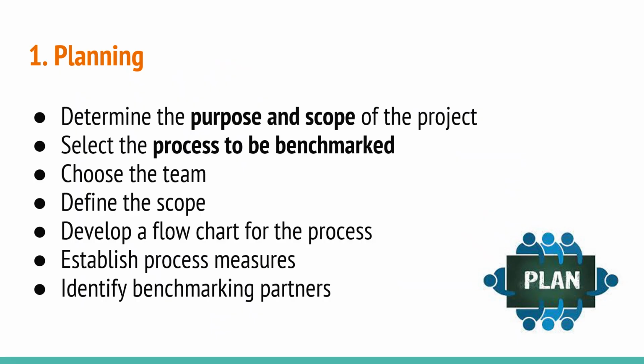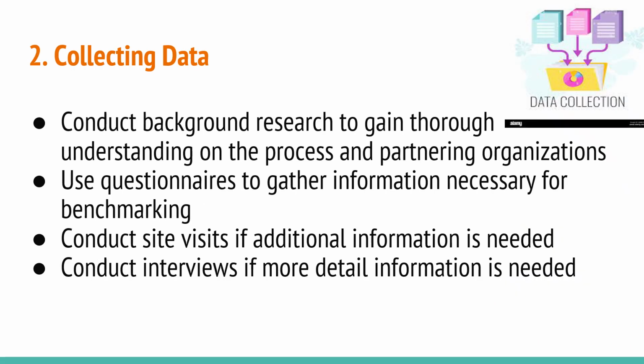First one is planning. In planning, determine the purpose and scope of the project. Select the process to be benchmarked. Choose the team. Define the scope. Develop a flowchart for the process. Establish the process measures. Identify the benchmark partner. Next is collecting data. Conduct background research to gain a thorough understanding of the process and the partnering organization. Use questionnaires to gather information necessary for benchmarking. Conduct site visits if additional information is needed. Conduct interviews if more detailed information is needed.